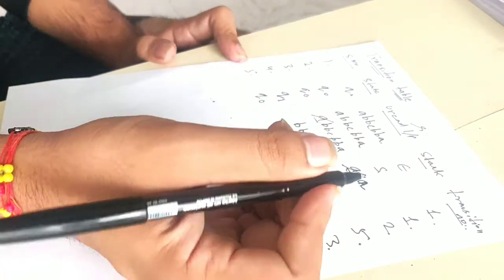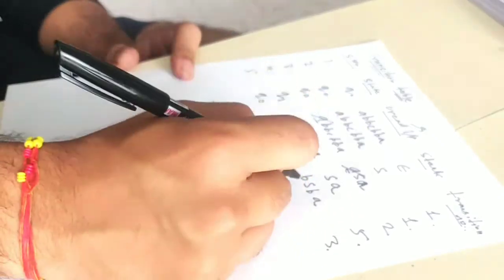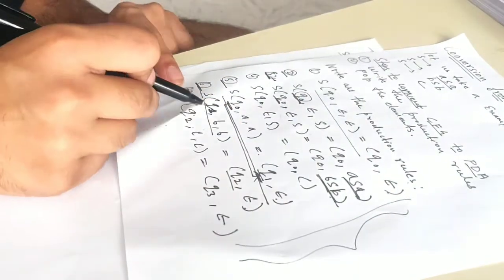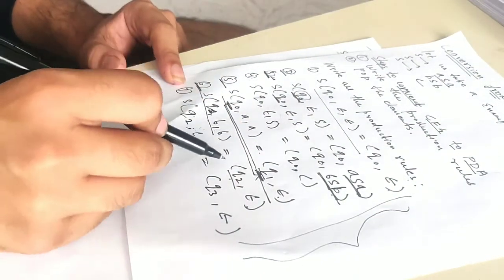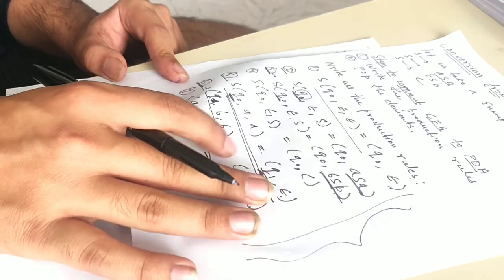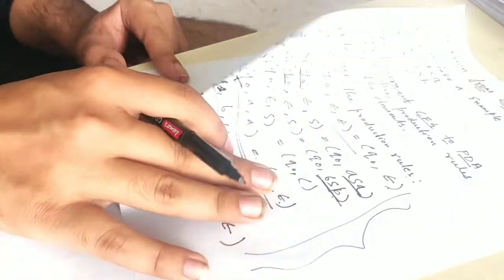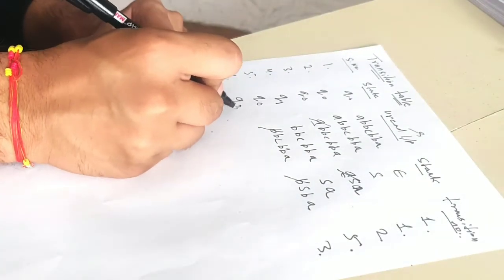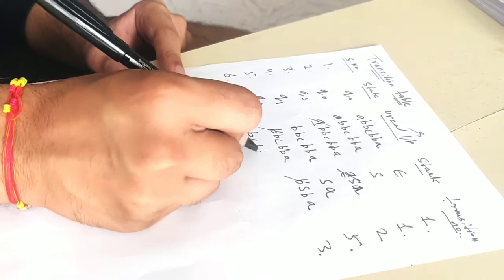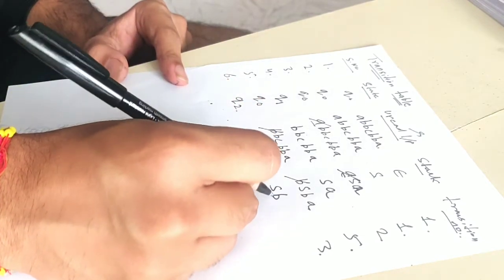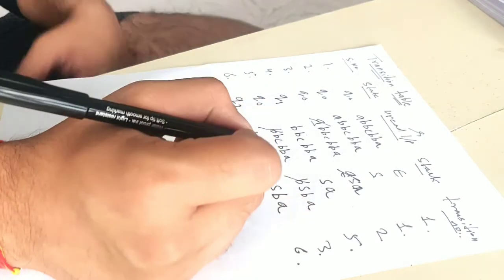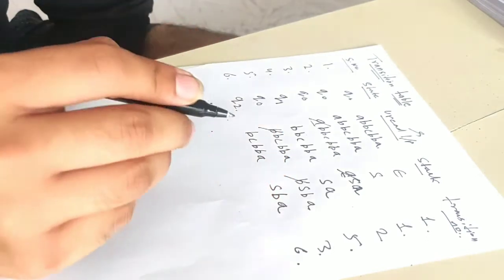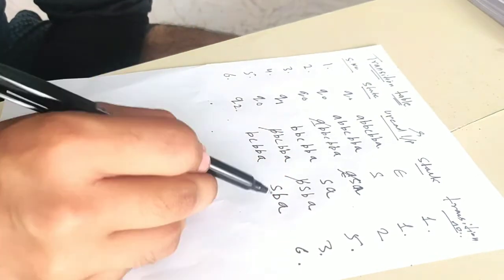Now same element, pop it. We are using the 6th production rule. So we are popping the B, and for popping B we are using the 6th production rule. The state changes from Q0 to Q2, with transition 6. So Q0 to Q2, BCBBA, SBA, 6. In the unread input there is one more B.